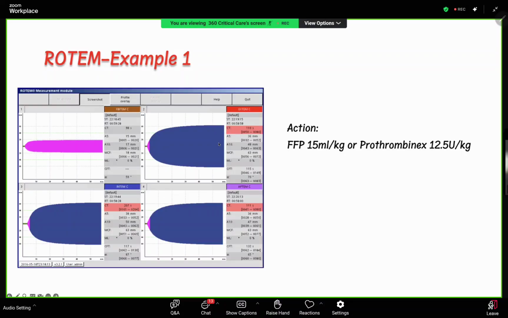The second or third step that you look for is the INTEM. The clotting times in both INTEM and EXTEM are prolonged. That means it is a coagulation factor issue, which you will treat with FFP. The APTEM is used to look for clot lysis. If there is no clot lysis, then that is your diagnosis. The patient needs FFPs. Okay.